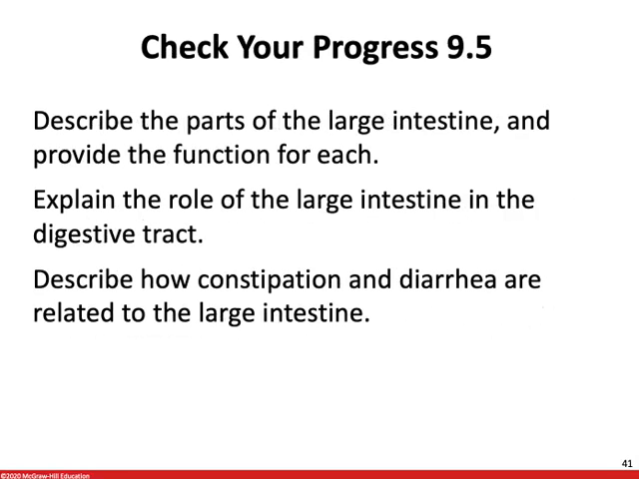All right, you should be able to describe the parts of the large intestine and the functions of each, explain the role of the large intestine in the digestive tract, and explain how constipation and diarrhea are related to the large intestine.